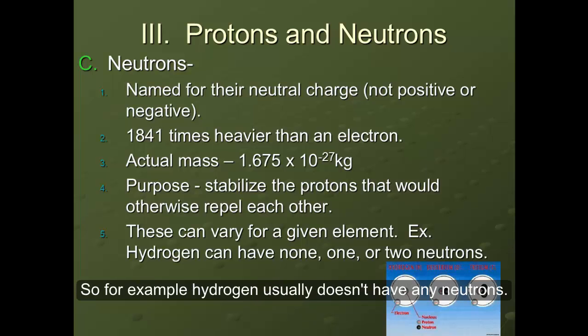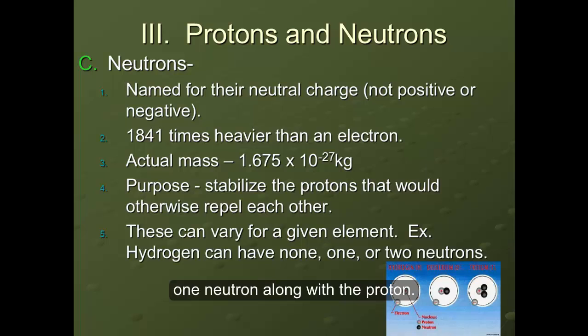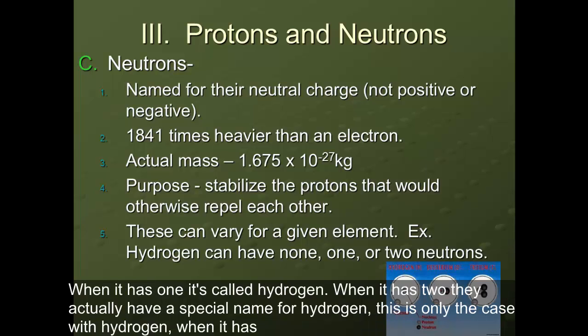So for example, hydrogen usually doesn't have any neutrons because it doesn't need them. But occasionally in nature you'll find that it has one neutron along with the proton. And sometimes, most often because we created it this way or because it's coming off of radioactivity, it has two neutrons. When it has one, it's called hydrogen.